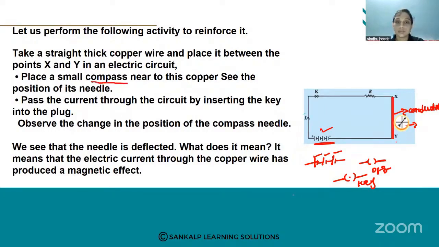We know that generally this compass has two needles, right? It has two needles. That needle is made up of a magnet. See this. What is the use of this compass?